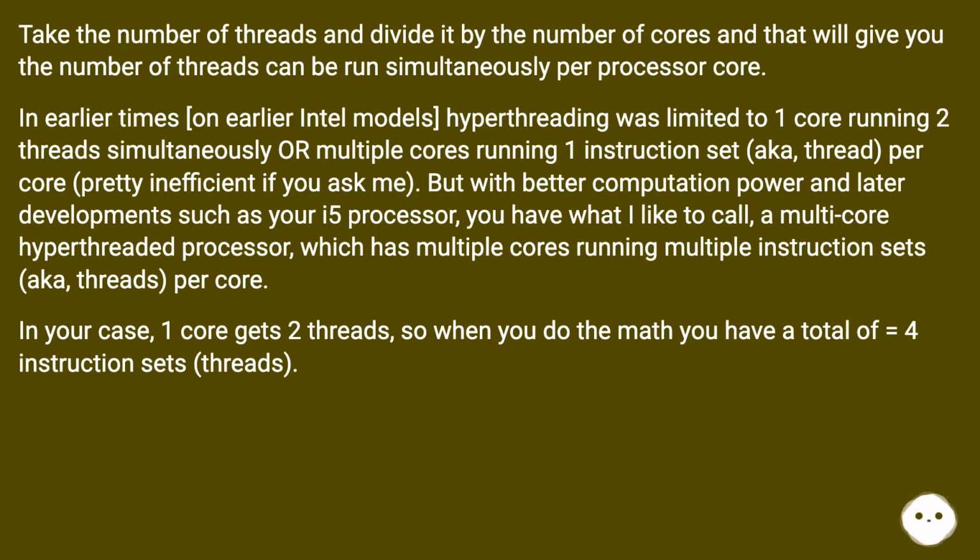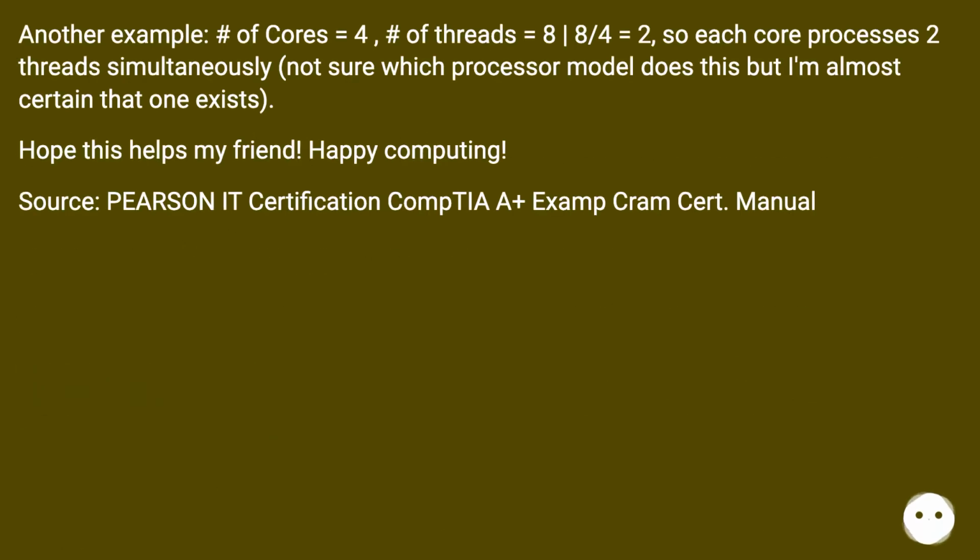But with better computation power and later developments such as your i5 processor, you have what I like to call a multi-core hyper-threaded processor, which has multiple cores running multiple instruction sets, aka threads, per core. In your case, 1 core gets 2 threads, so when you do the math you have a total of 4 instruction sets, threads. Another example: number of cores equals 4, number of threads equals 8. 8 divided by 4 is equal to 2, so each core processes 2 threads simultaneously. Not sure which processor model does this, but I'm almost certain that one exists.